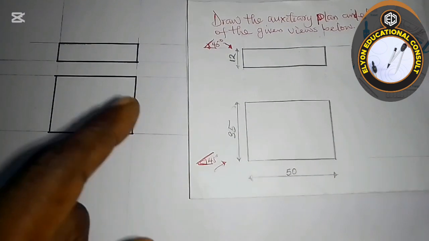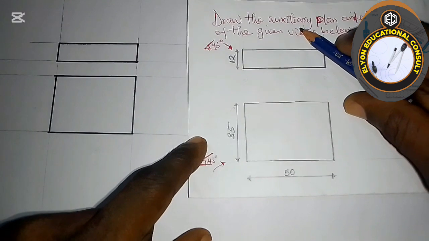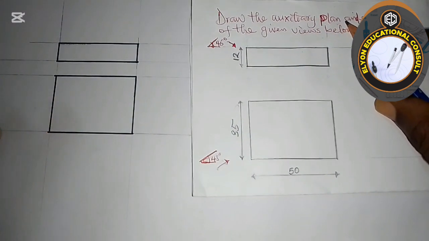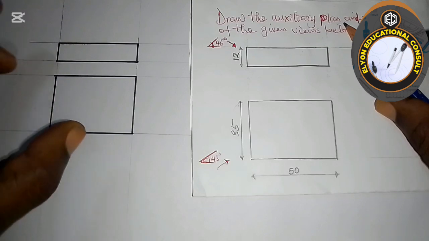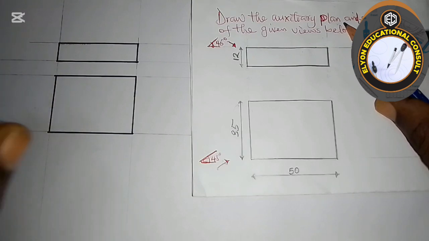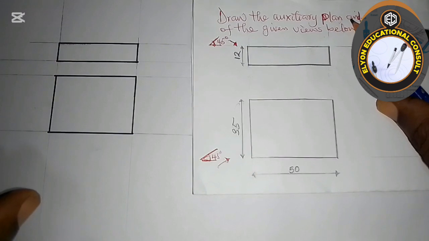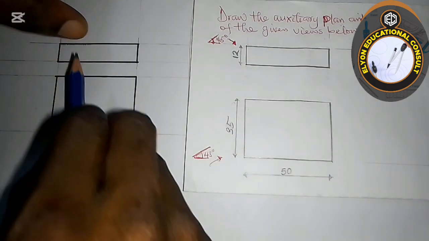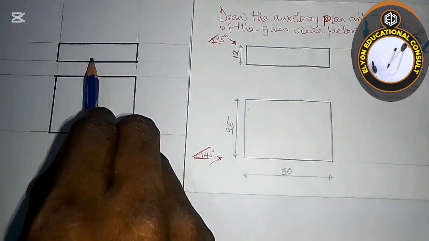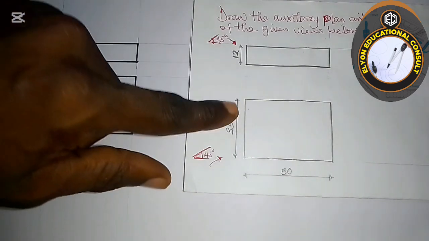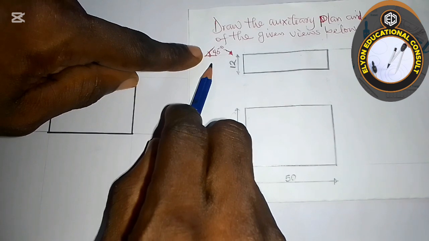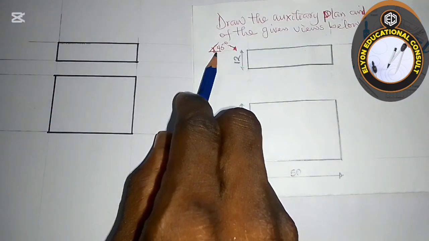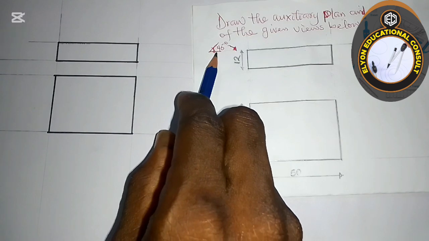Now if we are to draw the auxiliary plan, I said we are going to be projecting from the elevation. All you need is to be able to identify which one is the elevation and which one is the plan. This is our plan, this is our elevation. I explained that in the previous video. Now you can see where they put this angle. This angle is here, meaning that we are to project at angle 45 and project at angle 45.